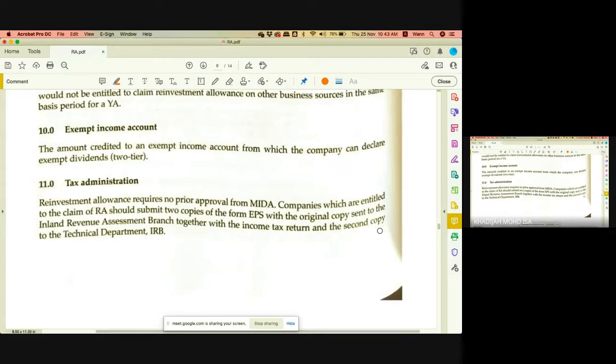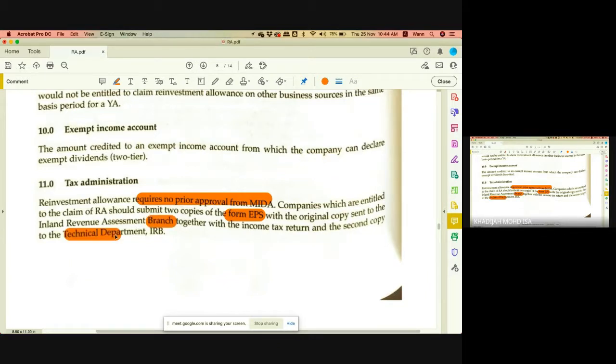In terms of tax administration, for reinvestment allowance, there's no requirement for you to apply to MIDA. All right, you don't have to apply for reinvestment allowance. Companies which are entitled to claim RA submit 2 copies of Form EPS. Right, bukan earning per share, yeah. EPS with the original copy sent to the RIB branch, the other one you send to technical department.